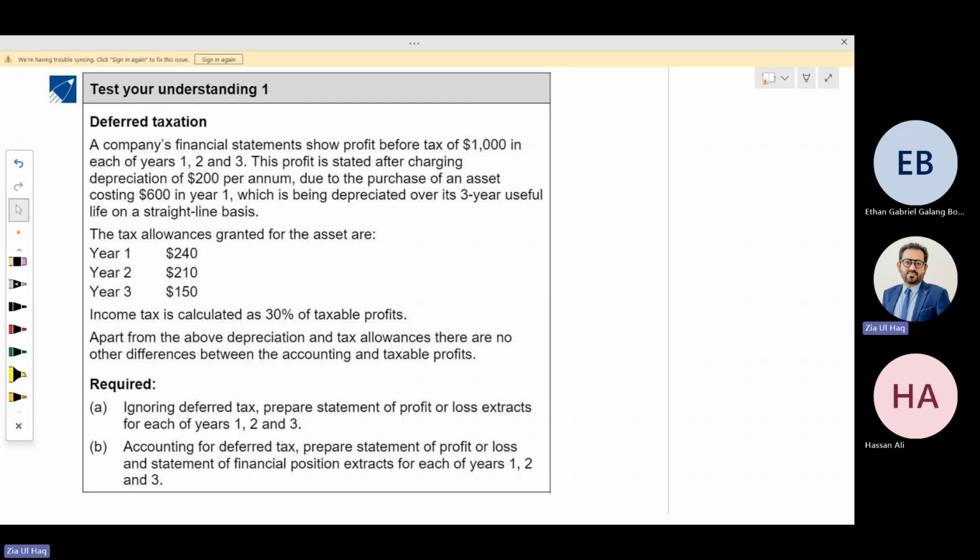The tax allowances granted for the asset are 240, 210, 150. While tax authority says no, you need to charge depreciation 600. But how? 240 in year one, 210 in year two, and 150 in year three.